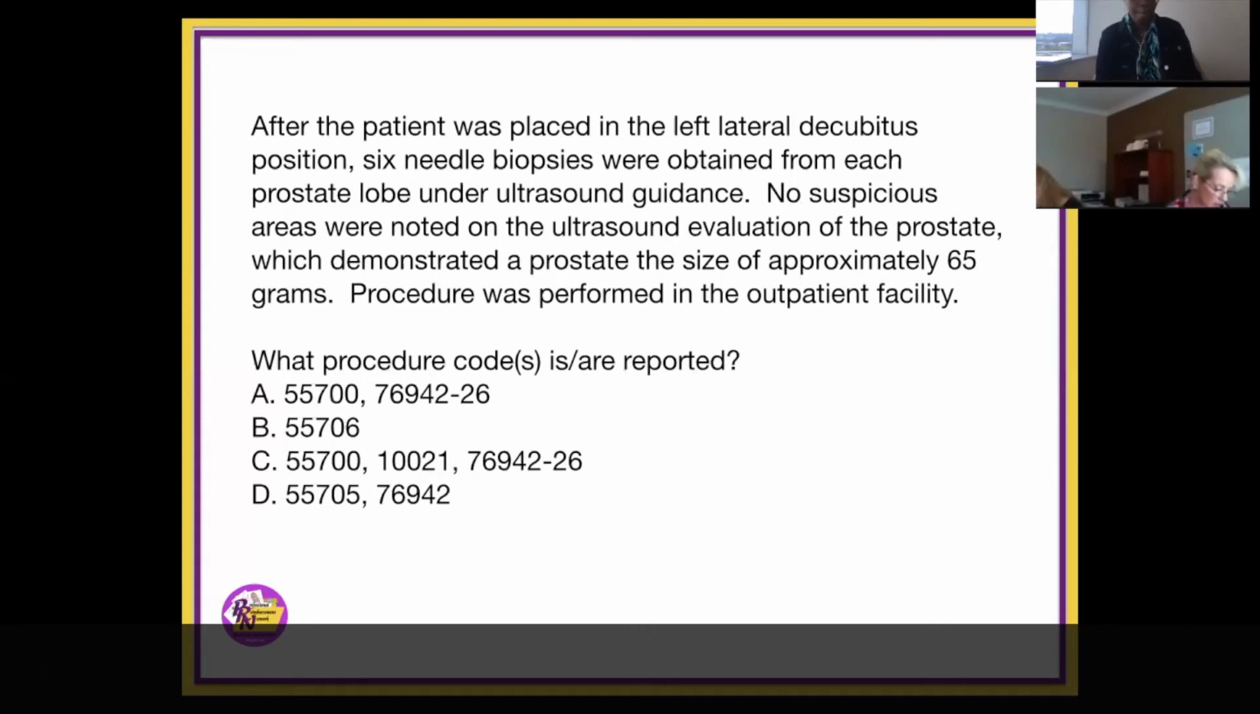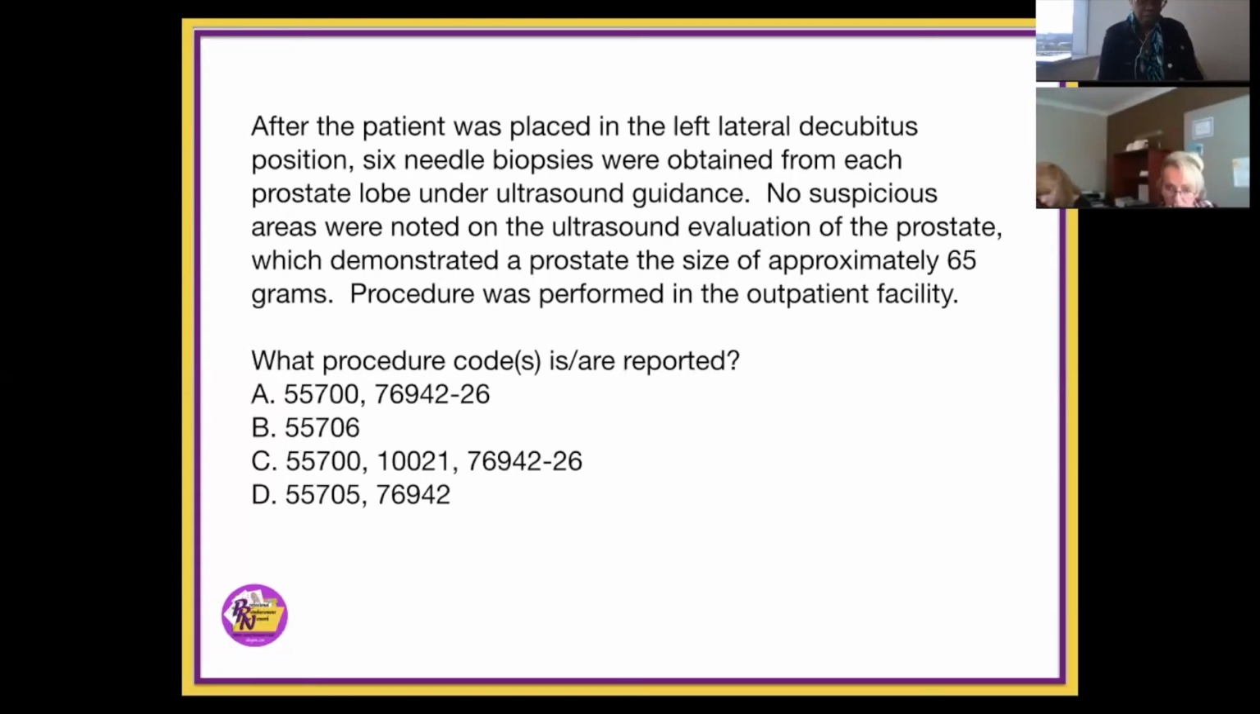So we need to look up needle biopsy. If you went to biopsy and then needle, it will send you to needle biopsy. Go down to prostate: 55700. It gives you the code. Now, you have 2 choices that have the 55700, so the other ones are immediately eliminated because you know that for a needle biopsy that's your code.